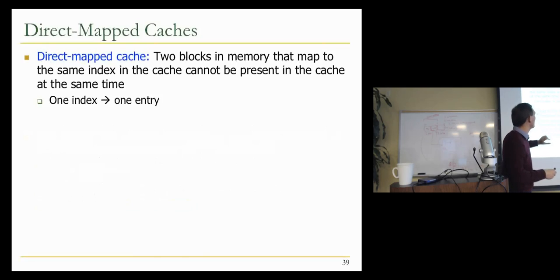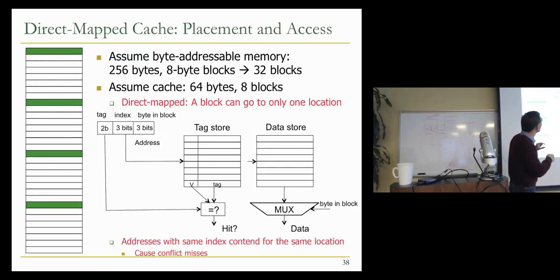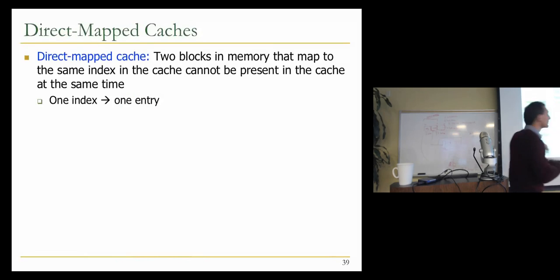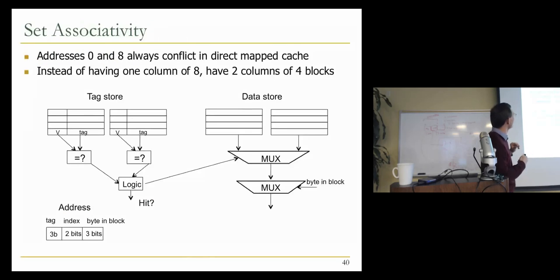Conflict misses happen because a block can go to only a limited number of locations in the cache. In this case, the limited number is 1, only one location. So let's relax this element. Basically, that's the idea of associativity, set associativity.